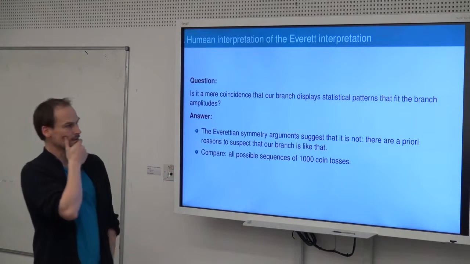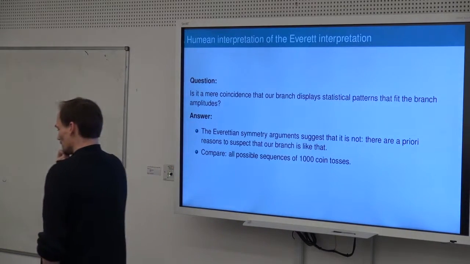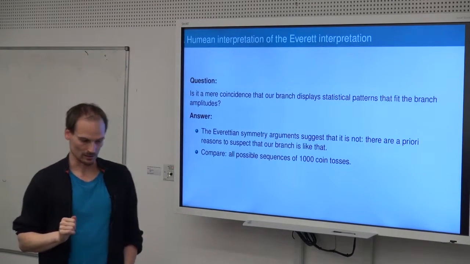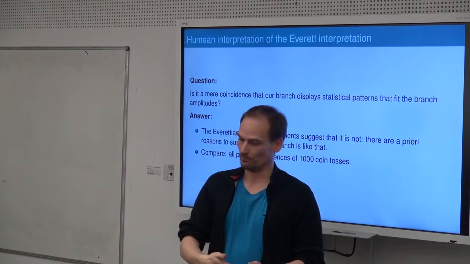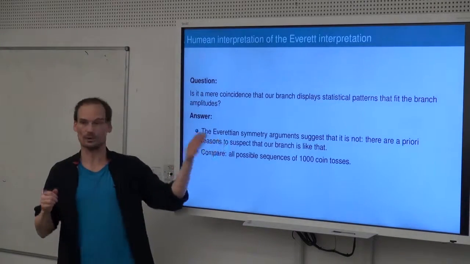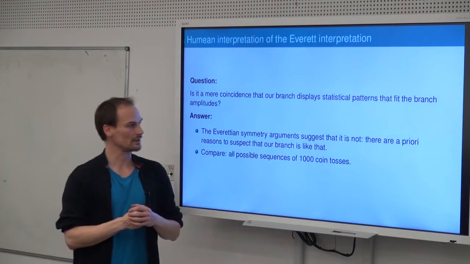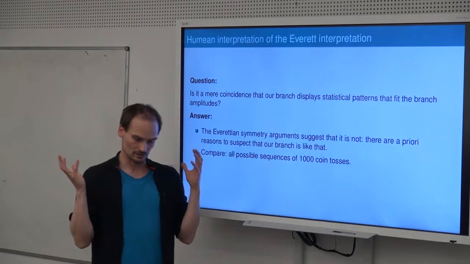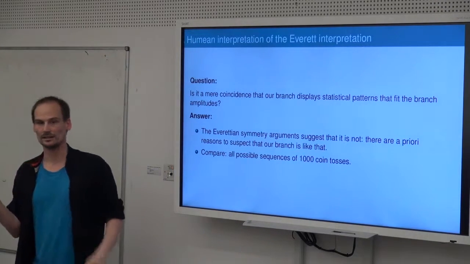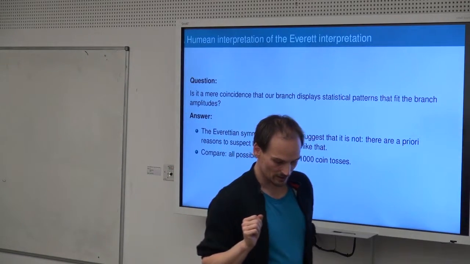All right, answer. There are these symmetry arguments that I mentioned, about which I'm agnostic, and they seem to suggest that there are actually a priori reasons to suspect that our branch is one where the probabilities, so let's say the frequencies, closely match the squared amplitudes, which is surprising. This is the reason why I always was skeptical. How could there be an a priori reason to think that? But I more and more think maybe there's some truth to that. And the reason is that the amplitudes are not nearly as arbitrary as one might think, or as I, as a non-physicist, always thought they are.